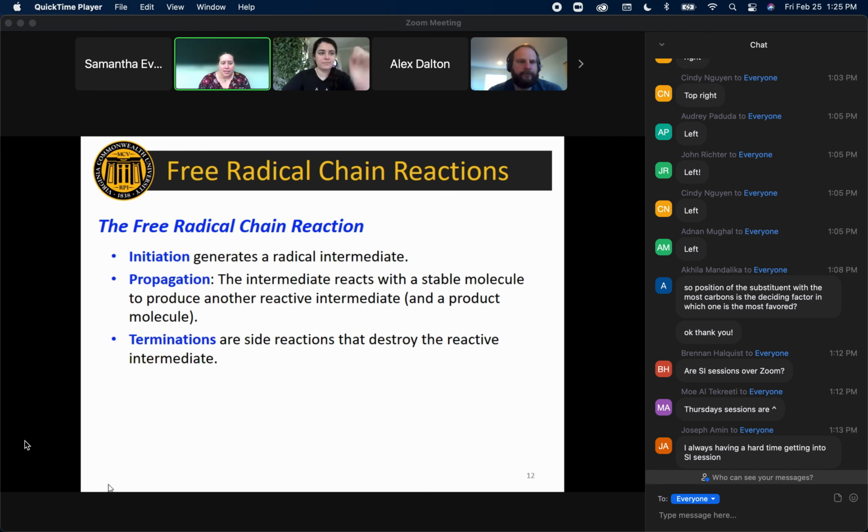The third phase is called termination. And termination is basically the word that we're going to use to describe what happens when we end the life of these radicals. So we're going to quench the radicals or destroy the radicals by having two of them combine or having them combine with other things. And you'll see some examples of that on the next couple of slides.